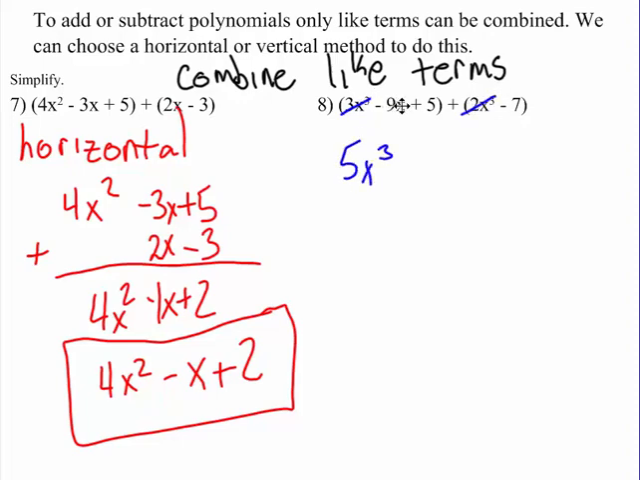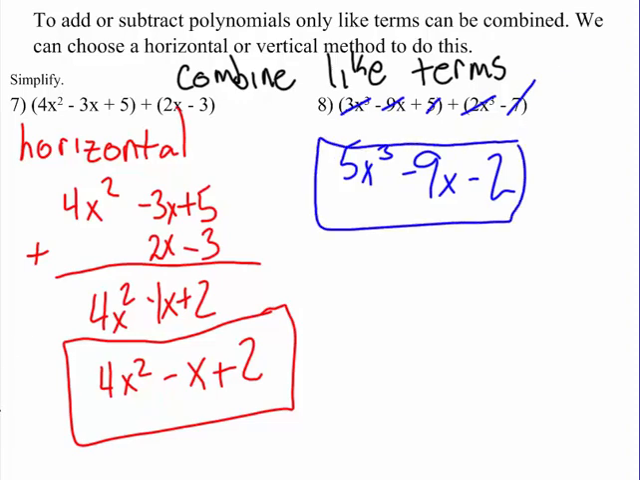I got a negative 9x. I have no x term at all over here, so negative 9x plus 0 is negative 9x. I'm going to cross him off. I got 5 plus a negative 7. So it's really 5 minus 7, so negative 2. I'm going to cross both those off, and there is my answer.